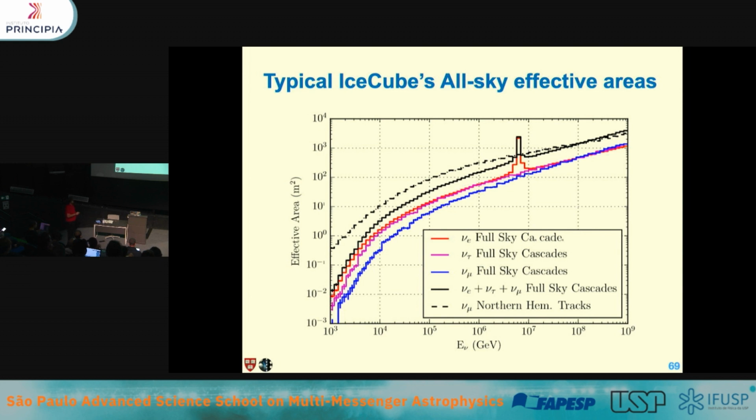First of all, there is this thing that says full sky. Full sky means integrated over all directions. Okay? Every single direction. Northern hemisphere means goes through the Earth. You see here that the northern hemisphere nu mu is the largest of all the effective areas, followed by the full sky cascades. Okay, can somebody tell me why is the northern hemisphere nu mu larger than the full sky cascades? Or give me a guess of why that's the case.